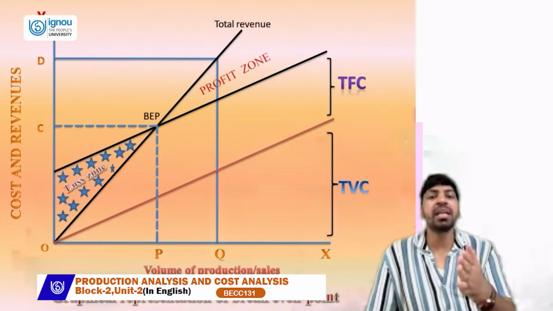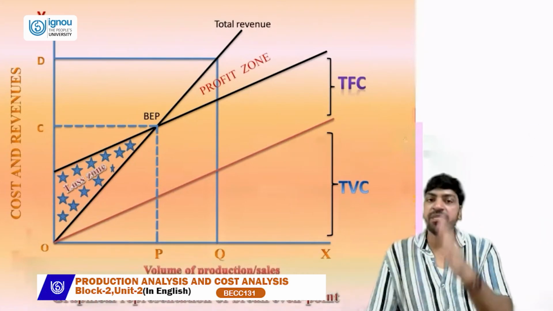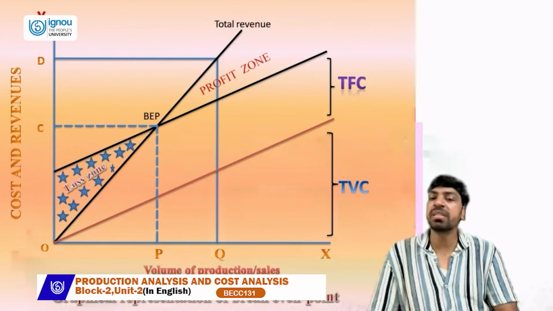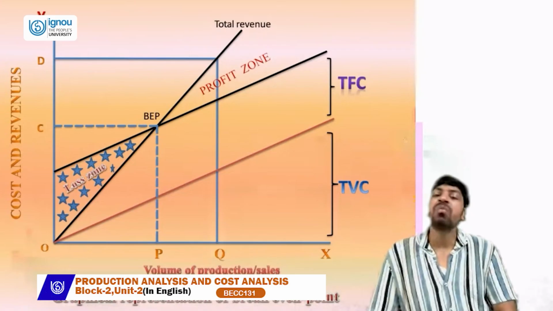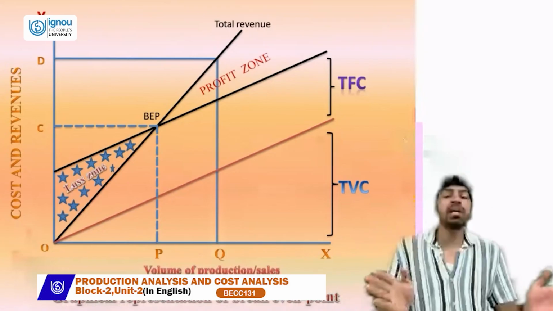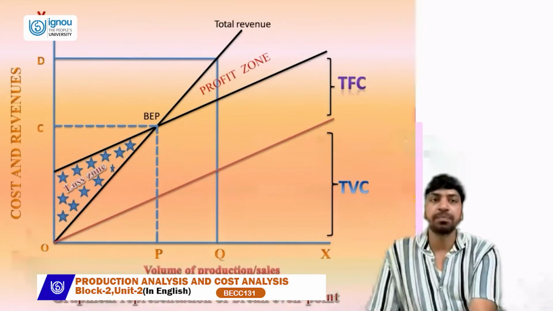Whatever the red line is, it is called the profit line. So the difference of total cost and that particular profit line is total fixed cost, and above the profit line, the red line shows the total variable cost. So this is overall a graphical representation of break-even point.